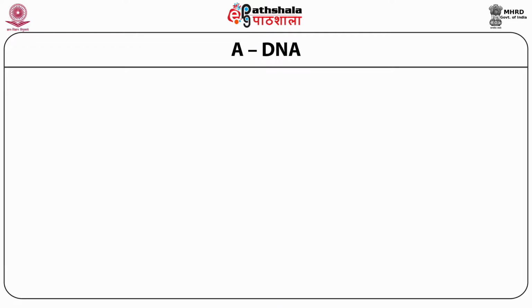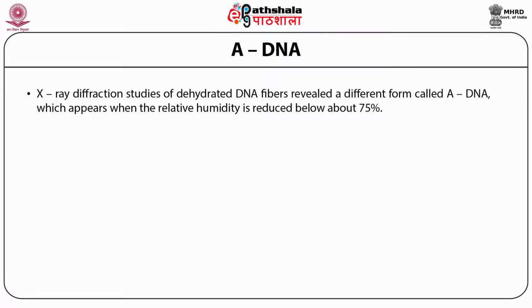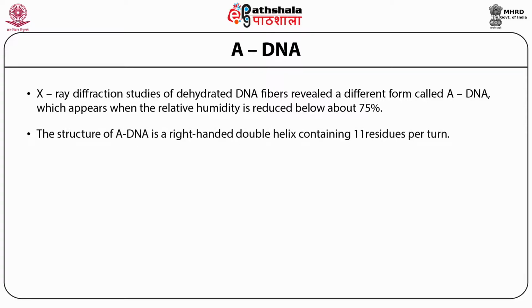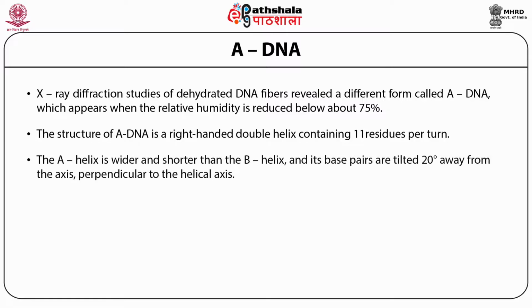Let us see what is A-DNA. X-ray diffraction studies of dehydrated DNA fibers reveal a different form called A-DNA, which appears when the relative humidity is reduced below about 75%. The structure of A-DNA is a right-handed double helix containing 11 residues per turn. The A helix is wider and shorter than the B helix, and its base pairs are tilted 20 degrees away from the axis perpendicular to the helical axis.